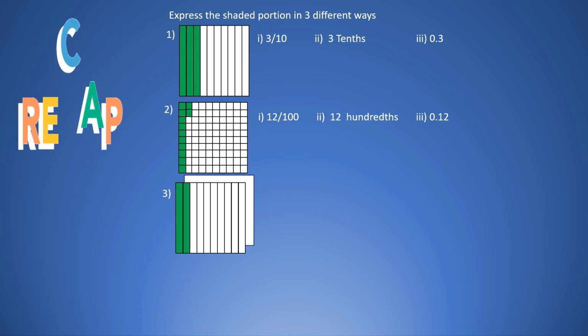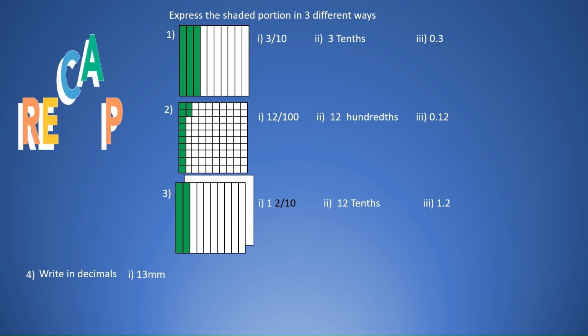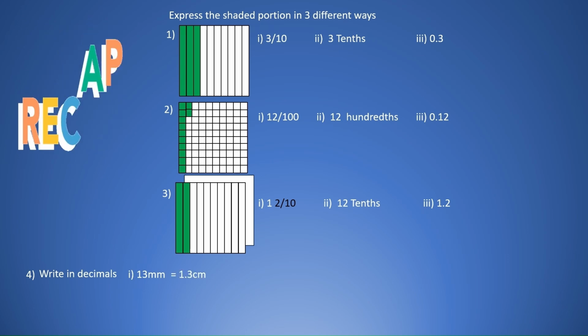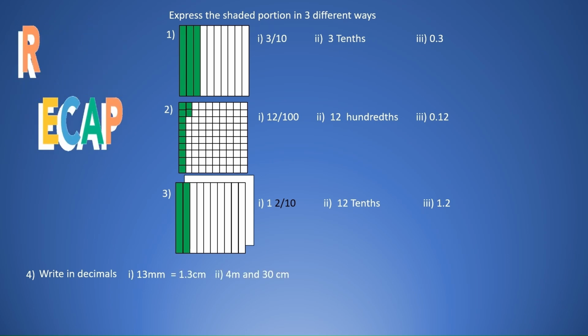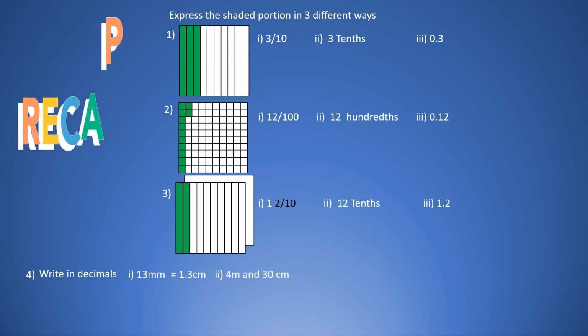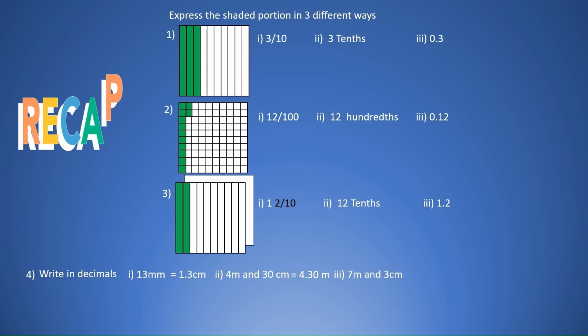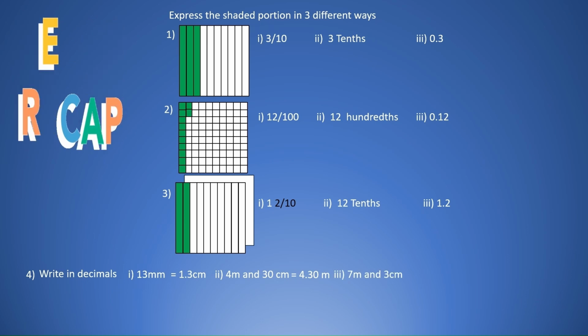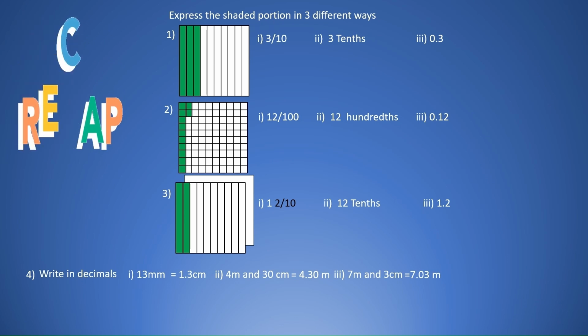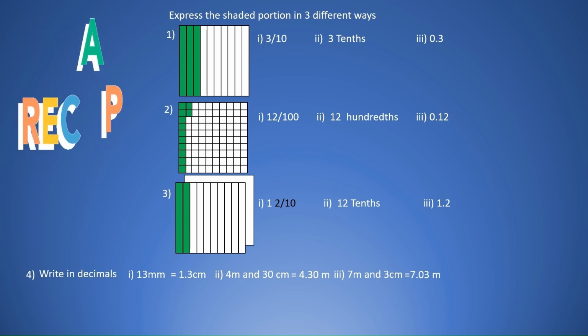You can try this one. Write in decimals 13 mm. It is 1.3 centimeters. 4 meters and 30 centimeters is 4.30 meters. 7 meters and 3 centimeters is 7.03 meters. Because 7 meters is 700 centimeters and 700 plus 3 is 703.